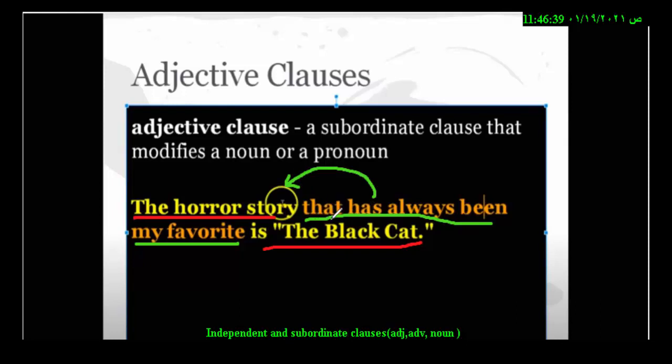When the subordinate clause begins with a relative pronoun like that, who, and which, it's considered an adjective clause. The subordinate clause is an adjective clause if it begins with a relative pronoun and it describes the noun. It tells you what kind or which one. An adjective clause describes a noun and tells you which one or what kind of noun this is: which story, or what kind of story is it.